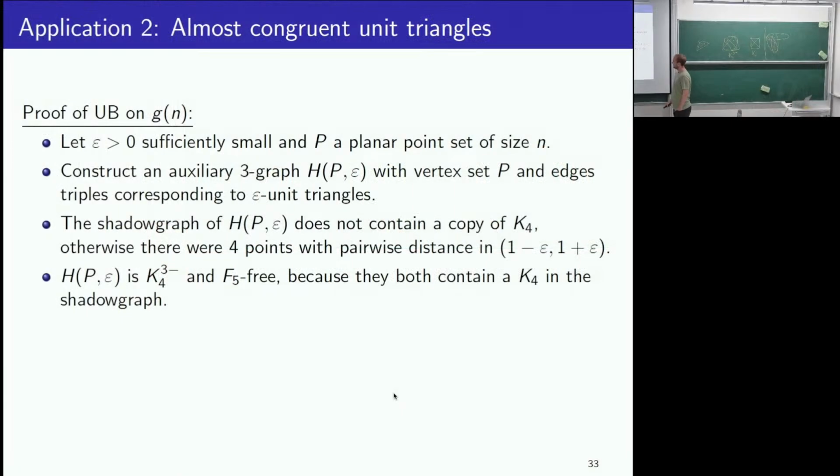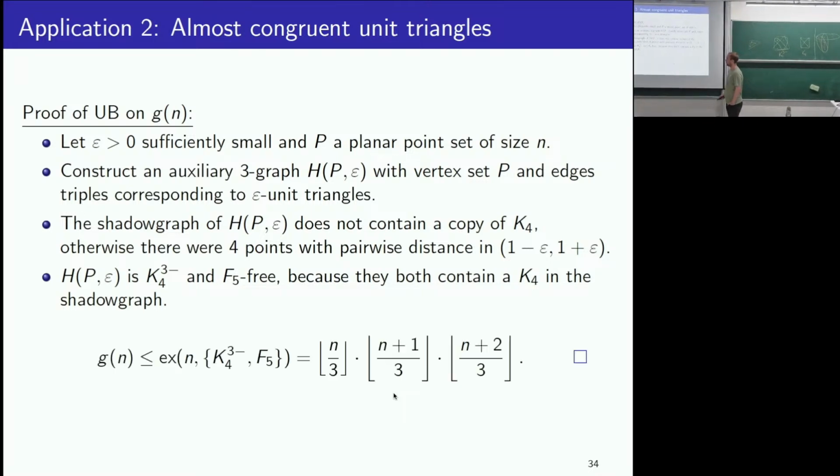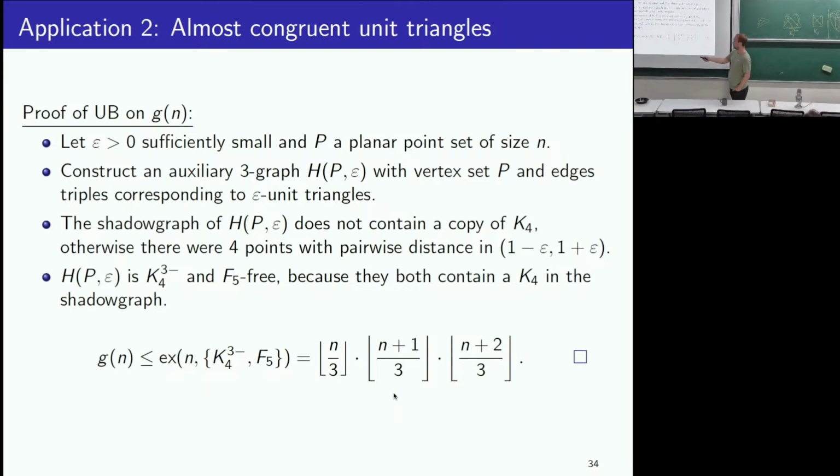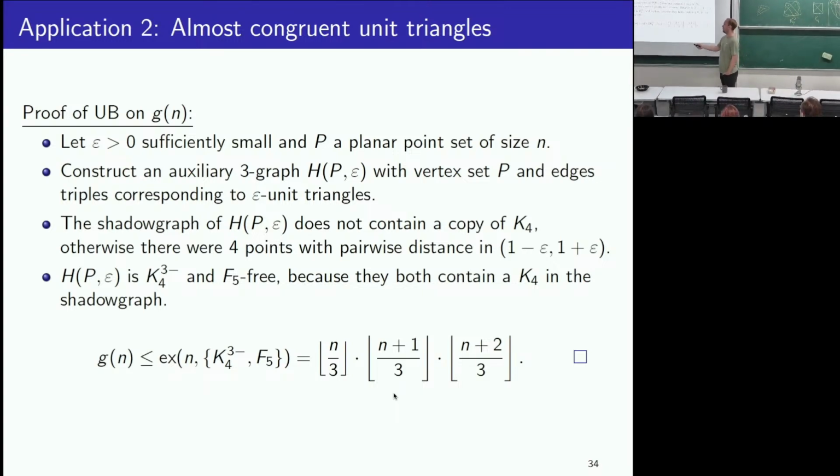Okay. So this means since those 2 guys have a K4 in the shadow graph, they cannot be in the auxiliary 3-graph, and we can now put everything together. The max number of almost congruent triangles in the plane is upper bounded by the extremal function of this family of 3-graphs, and by Balogh's result we get the upper bound we were looking for.